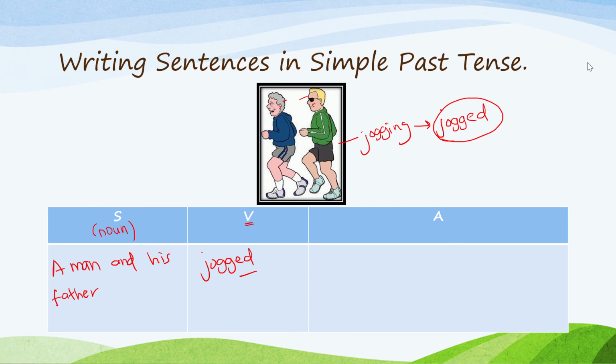Okay, remember, we are writing this in simple past tense. So change your verb in the table. Next, adverbial, everything else. So we can say as simple as in the park. Di dalam taman. So, the full sentence would be, a man and his father jogged in the park. Very easy, right? Next one, please. Let's go.